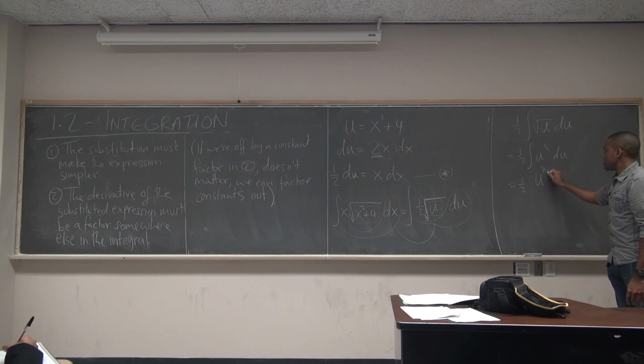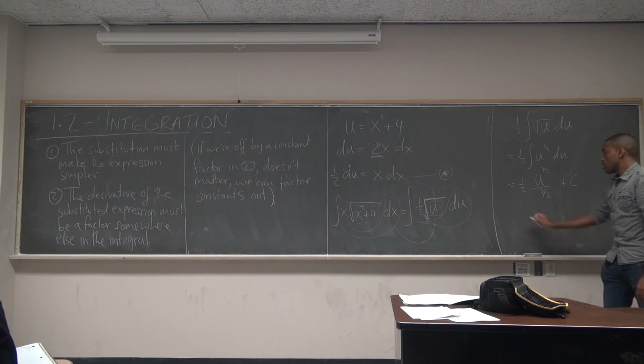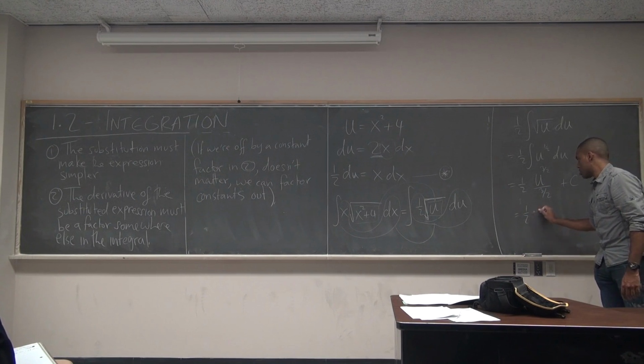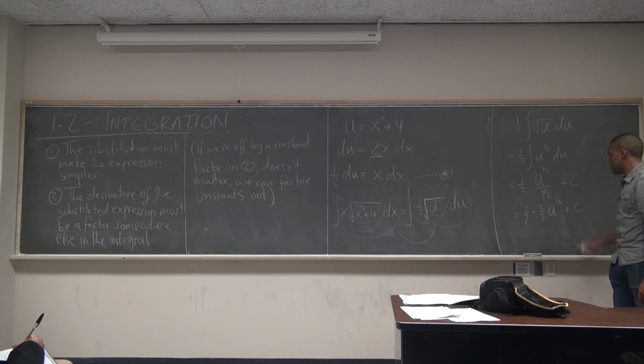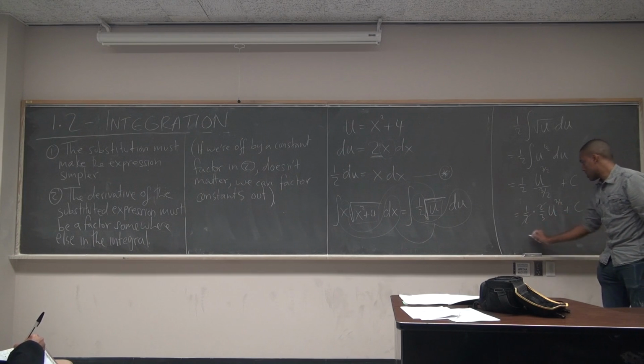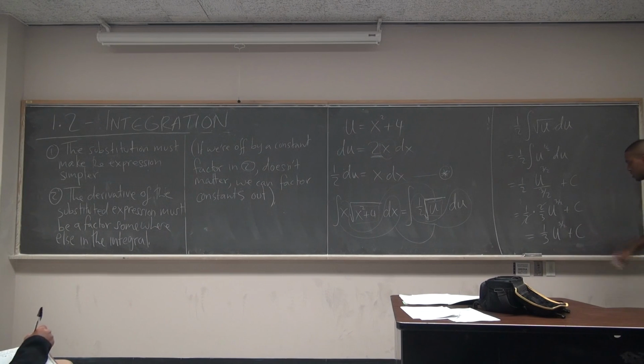U to the 3/2 divided by 3/2 plus c. How do I divide by 3/2? It's multiplying by 2/3, right? So I multiply by 2/3 u to the 3/2 plus c. The 2s should cancel, because you can cancel across multiplication. I end up with 1/3 u to the 3/2 plus c.